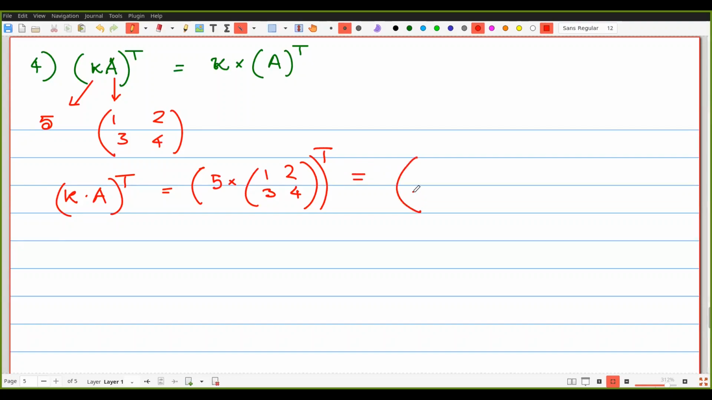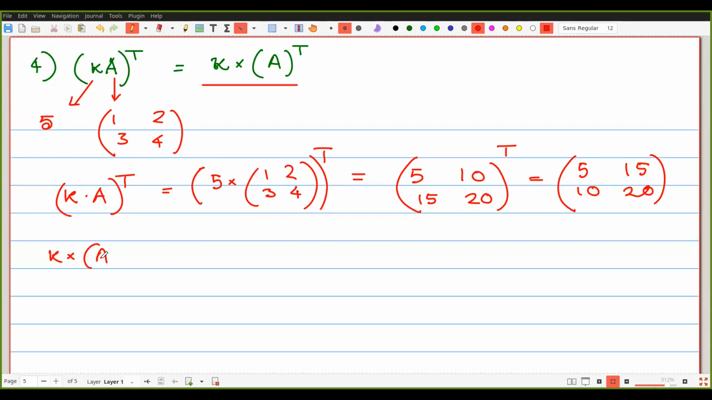At first multiply. In the case of scalar multiplication, each and every element of the matrix would be multiplied with the scalar. So here we are getting 5, 10, 15, 20. Its transpose, that means we are getting 5, 15, 10, 20. That is left hand. Now the right hand.